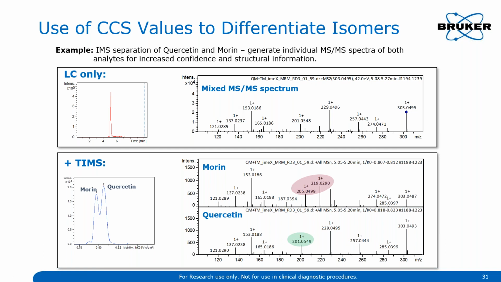However, with addition of TIMS, we can see two separate peaks in the Mobiligram, very clearly separated. From it, we can produce individual MS spectra for each one of these peaks and confirm that we actually have a mixture of both quercetin and morin in the same sample. Now we can actually see some unique fragments that do not overlap as much. Better yet, we can actually quantify them individually, even when they're still in the same mixture.